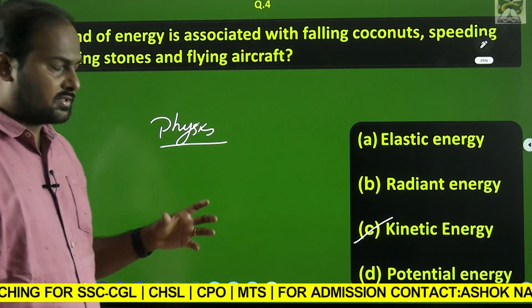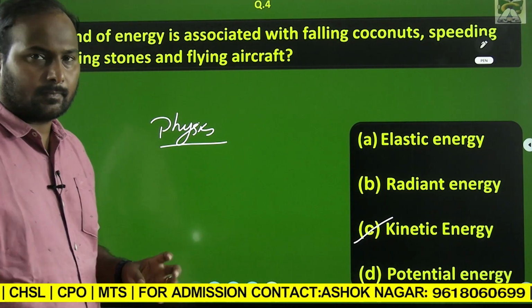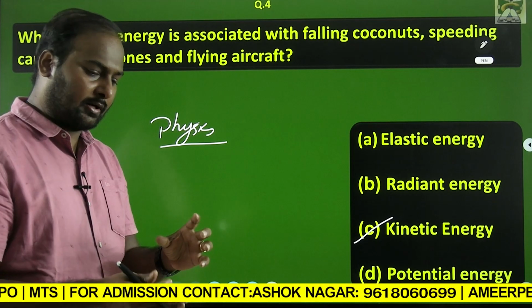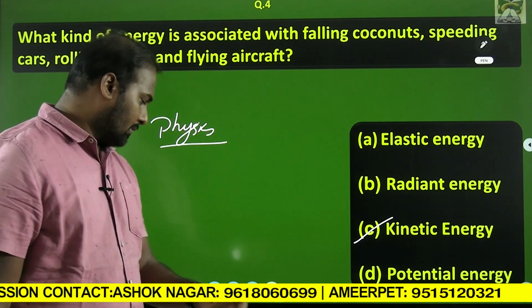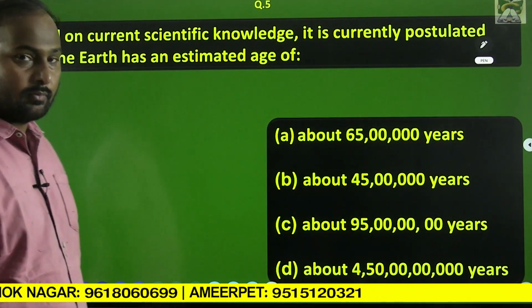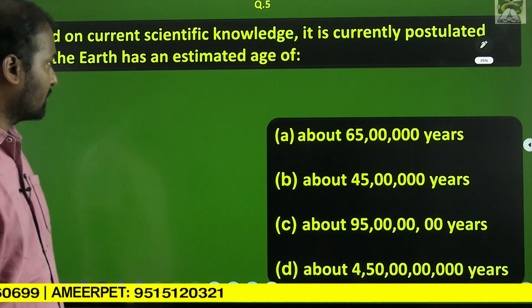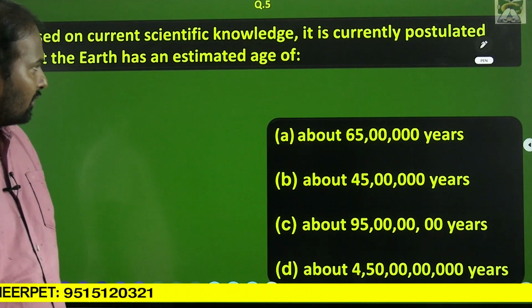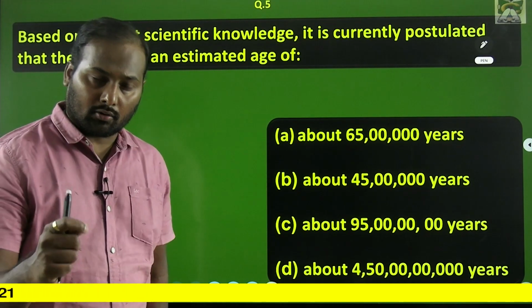Potential energy is energy by virtue of its position. For example, a dam holding the water. That is the potential energy, right? Once the dam gets opened, that potential energy is converted into kinetic energy, because energy can be neither created nor destroyed. It can transfer from one form to another form, that is from potential energy to kinetic energy. Based upon the current scientific knowledge, it is currently postulated that the earth has an estimated age of.